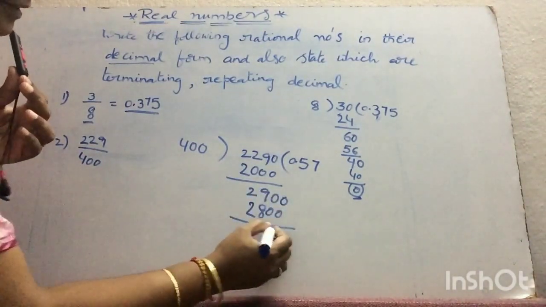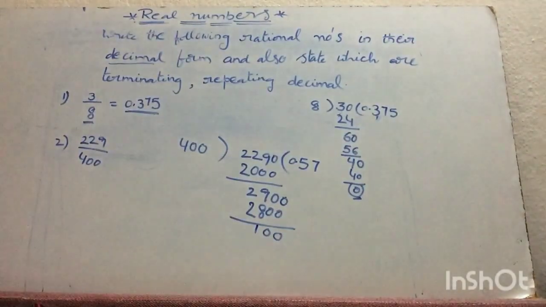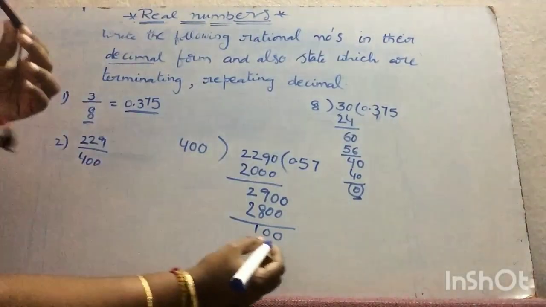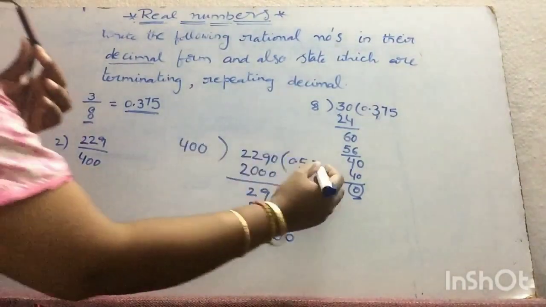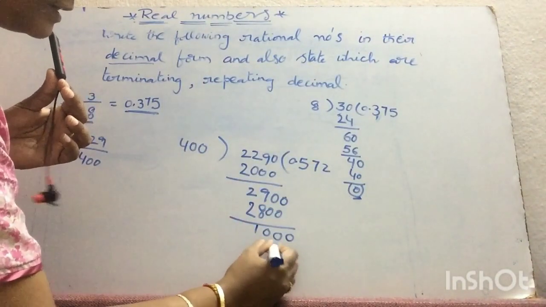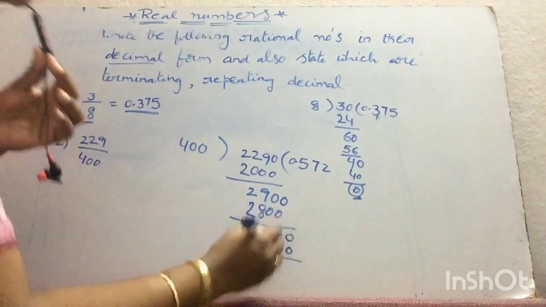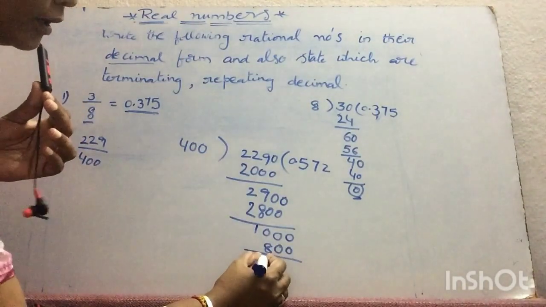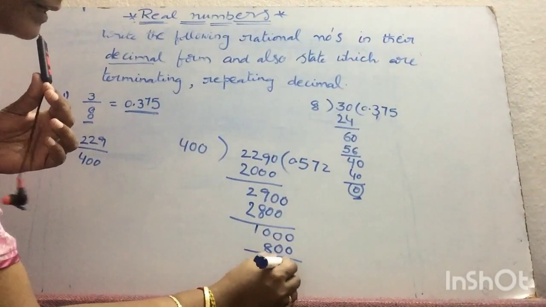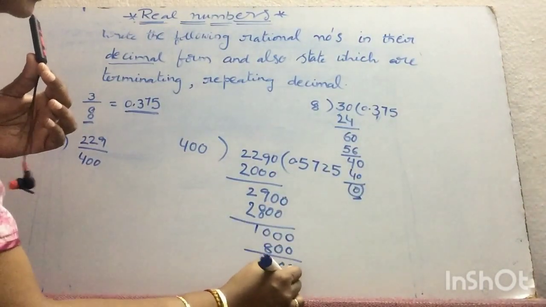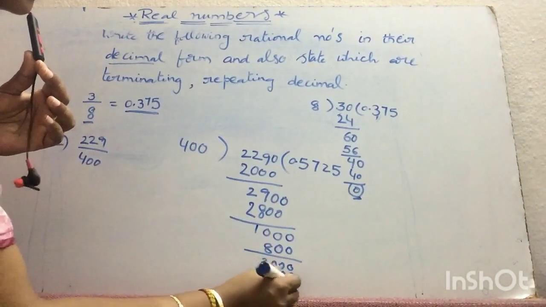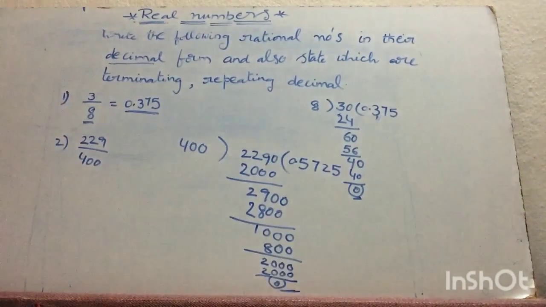Then 100. And again I put 0. 2 times 800, so 200. Again I put 0. 5 times 2000. 0. Here the remainder is 0.